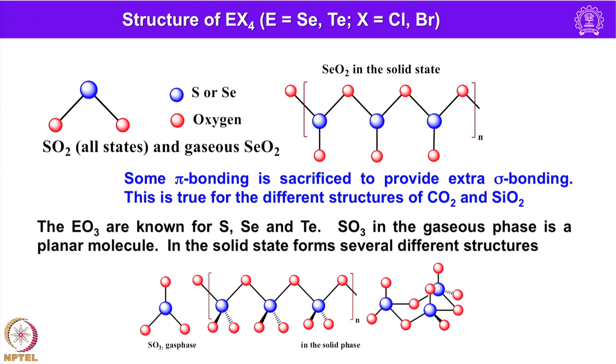EO3 are known for sulfur, selenium and tellurium, that is SO3, SeO3 and TeO3 are known. SO3 in the gaseous phase is a planar molecule. In the solid state, it forms several different structures that you can see here. In the solid state, it has this structure, and also it can have a structure like this. The dioxides of selenium, tellurium and polonium can be prepared by direct reaction of the elements.